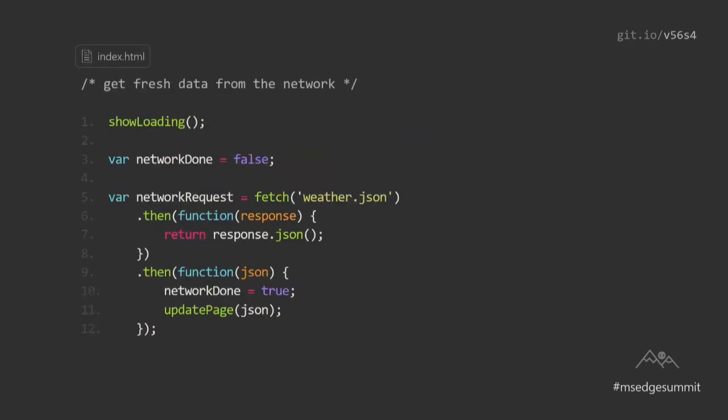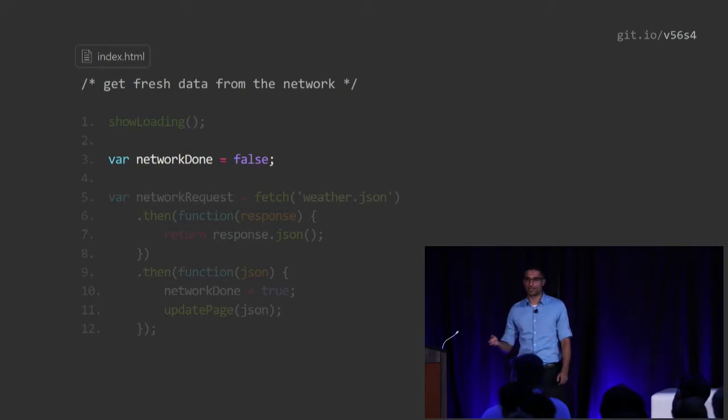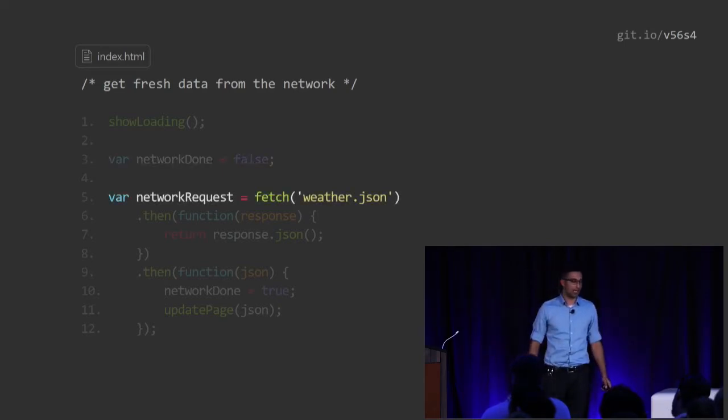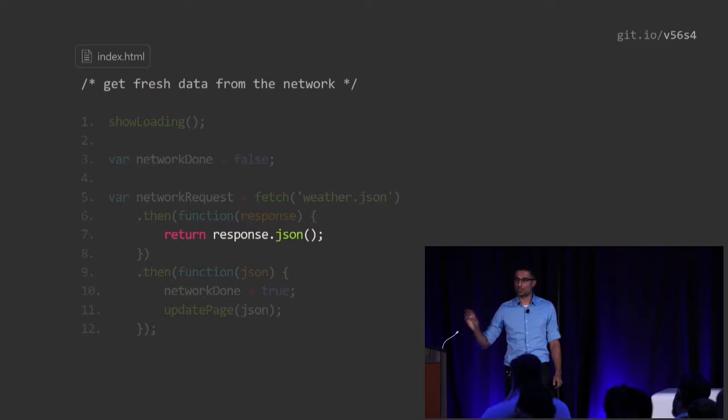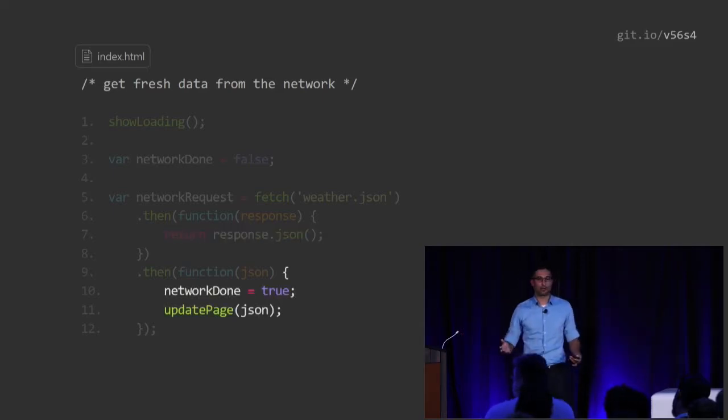So in the actual page, the index.html, we're going to race the network and the cache, and we're going to get the cache stuff first. We're going to show a loading spinner, something that shows that something's going on, and then set a global variable that lets us know if the network is done yet. Then we have a network request that fetches the weather.json. If that succeeds, we get the JSON back and return it, set network done to true so that we're aware that it's done, and then update the page with the JSON.